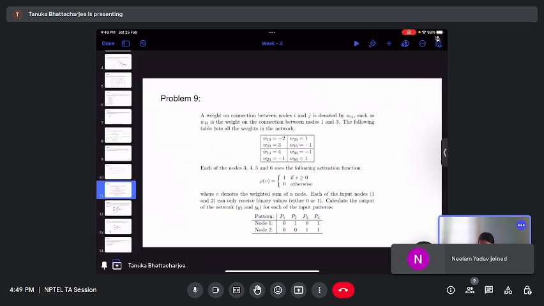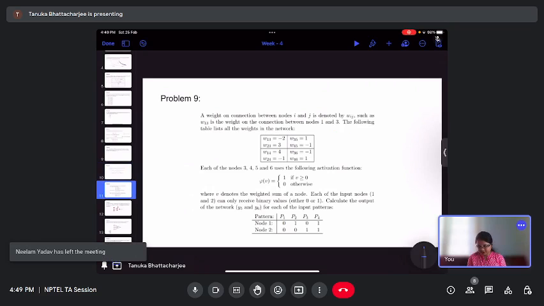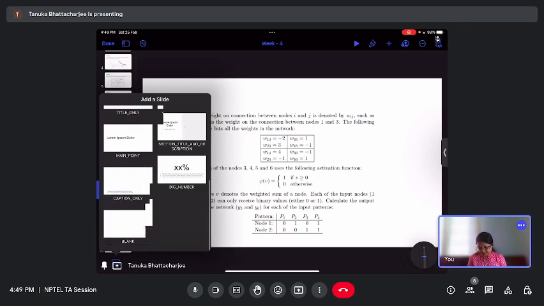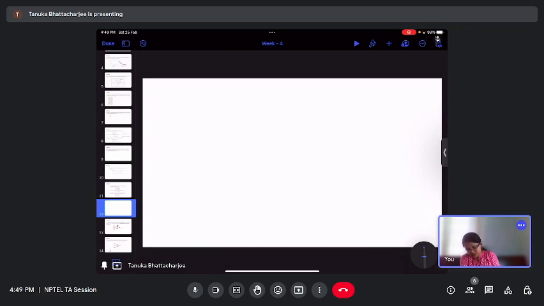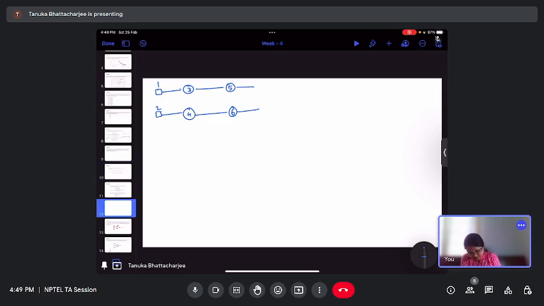So let us try to do that. This is basically your network, right? So you have 1, 2 here, then you have 3, 4, 5, 6, and all of these are connected.